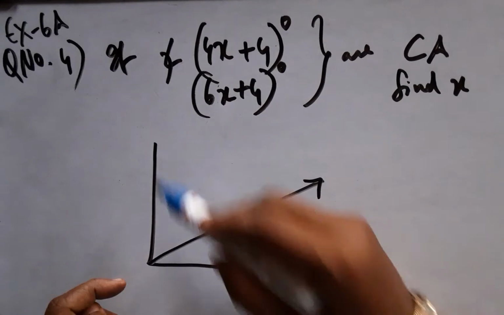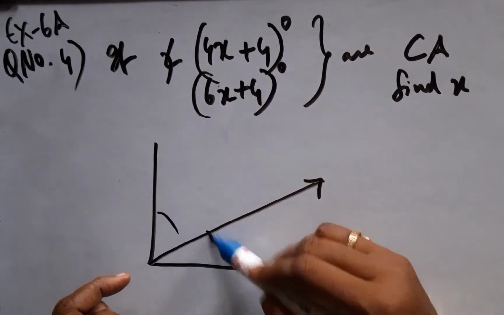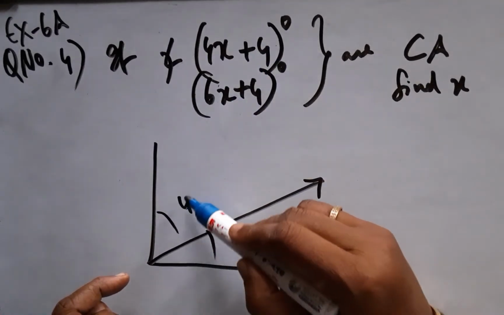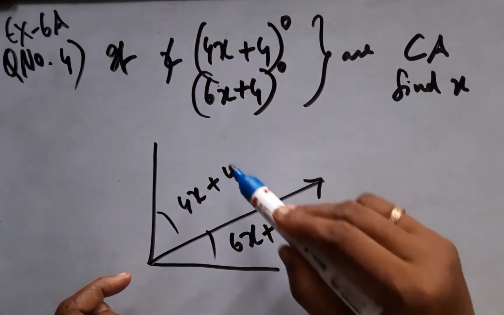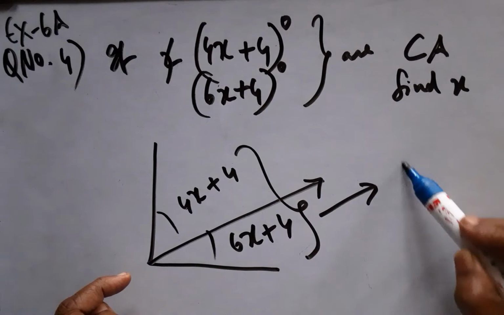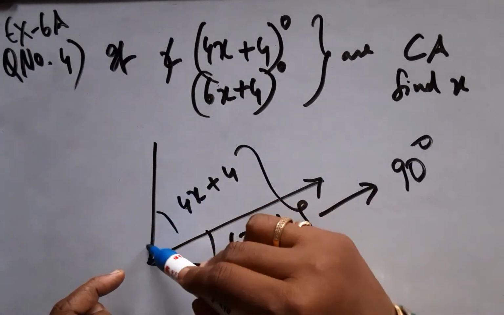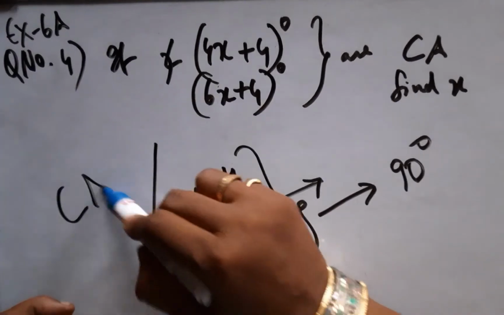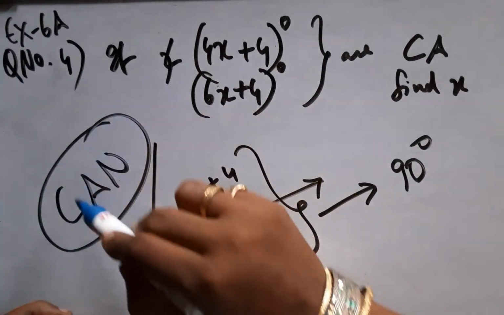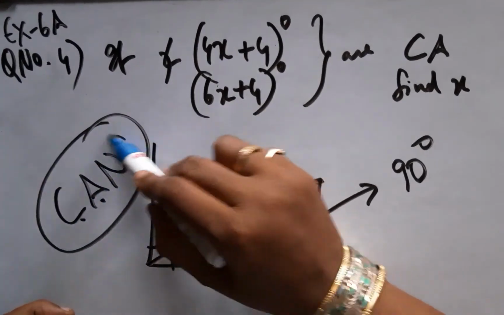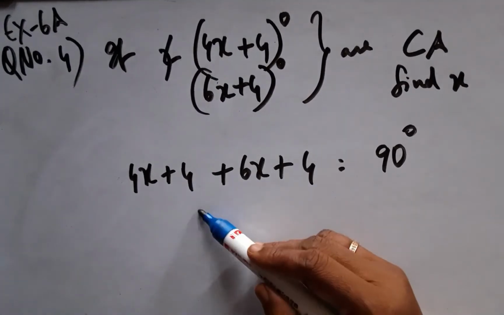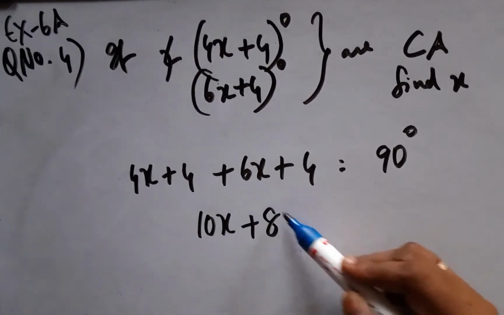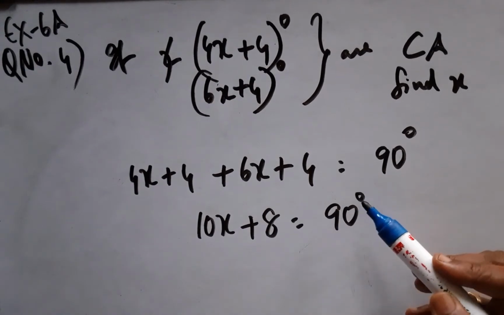Now the ray divides the complementary angles into two parts, and one of them is 4x plus 4, the other one is 6x plus 4, and their sum will obviously be 90 degrees. As we know, complementary angles, the trick goes as CA, complementary angles give us 90 degrees. So the linear equation setup goes like this, and 10x plus 8 gives me 90.